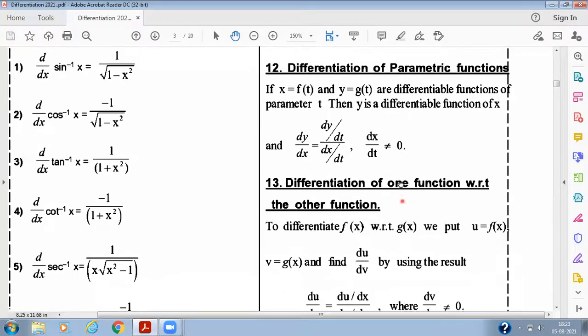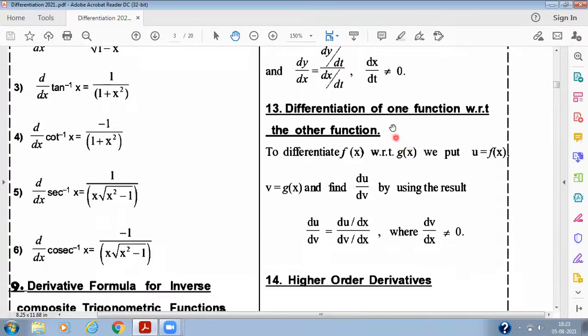Then the 13th one, we have seen differentiation of one function with respect to another function. So what do we do? fx and gx are two functions of x. So we have to differentiate fx with respect to gx. So we take fx as u and we take gx as v. Therefore du by dv equals what? du by dx upon dv by dx. We have done this under the section differentiation of one function with respect to another function.